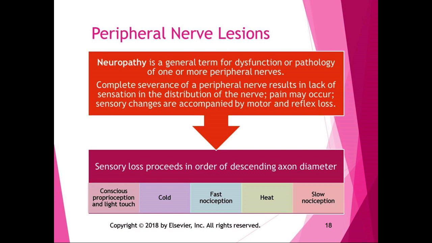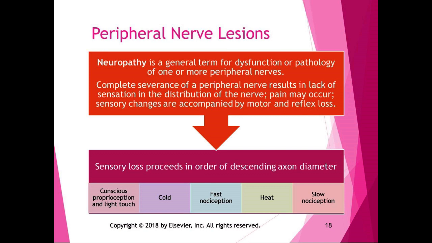So complete severance of a peripheral nerve results in the lack of sensation in that peripheral nerve distribution. You might have pain, and you might have motor and reflex loss because of that loss of sensation. Sensory loss proceeds in the order of descending axon diameter. So first you lose the big ones.